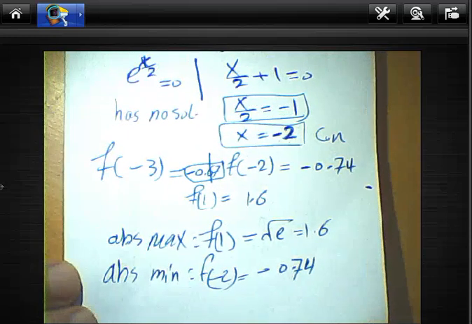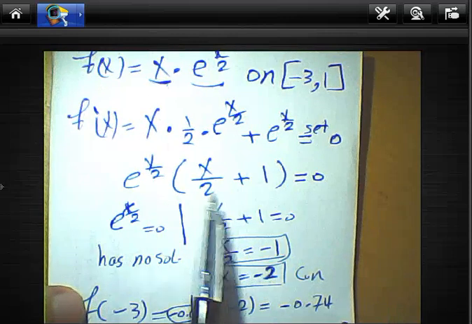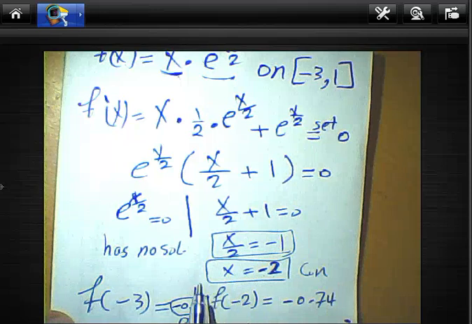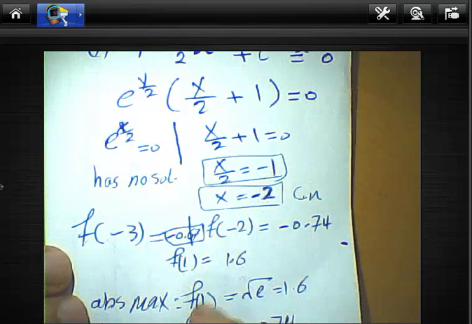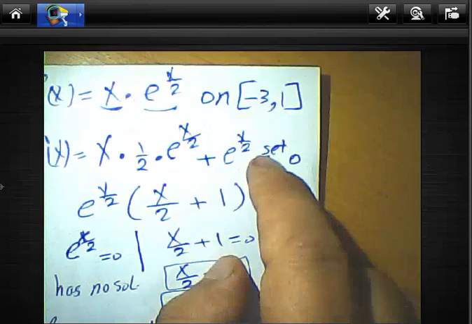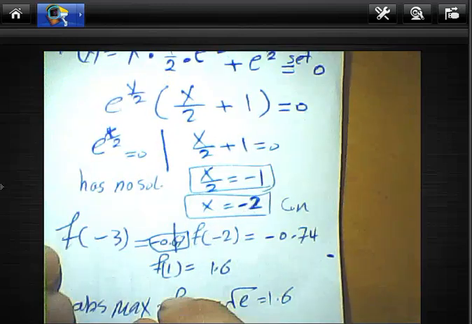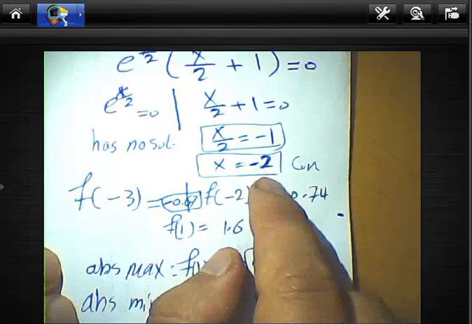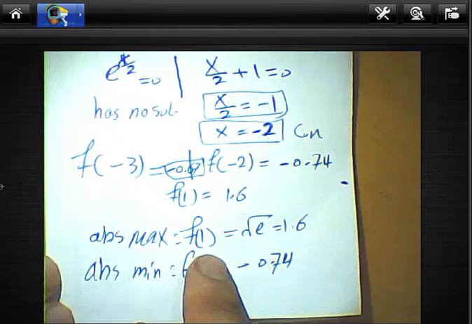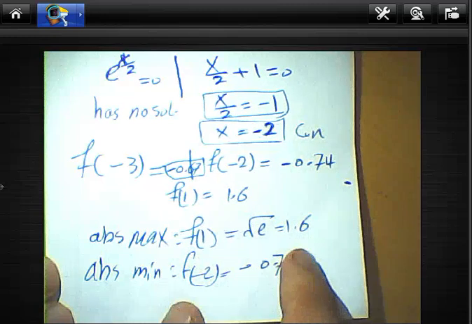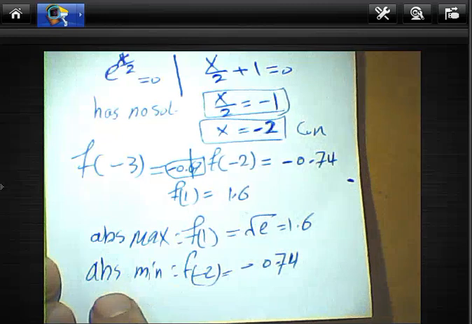Okay, did you understand all these steps? First, we find the derivative of this function and set it equal to 0 to find the critical number. Then we find f of negative 3 and f of 1, the endpoints, and f of the critical number, negative 2. The absolute max is f of 1, which equals the square root of e, about 1.6, and f of negative 2 equals negative 0.47, which is the absolute minimum.